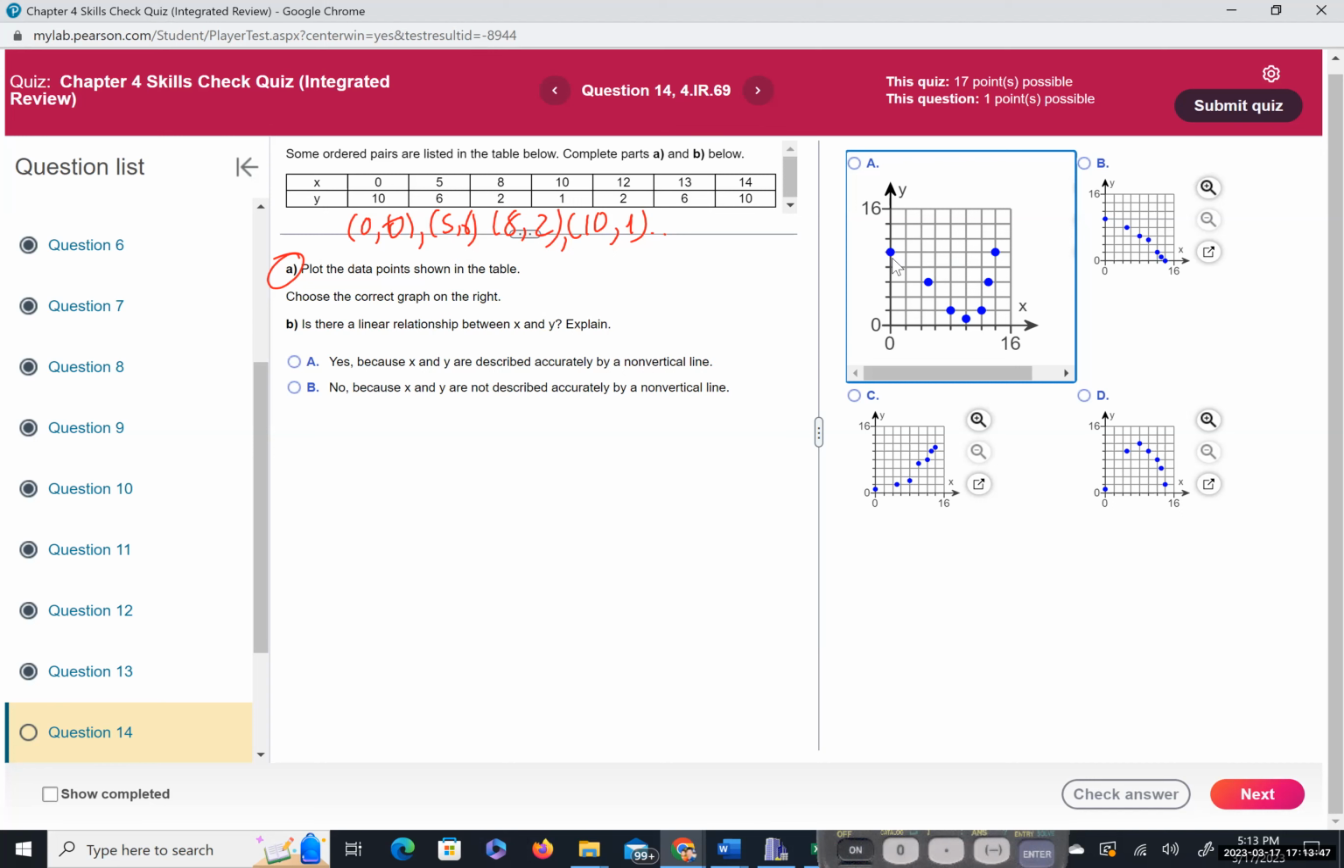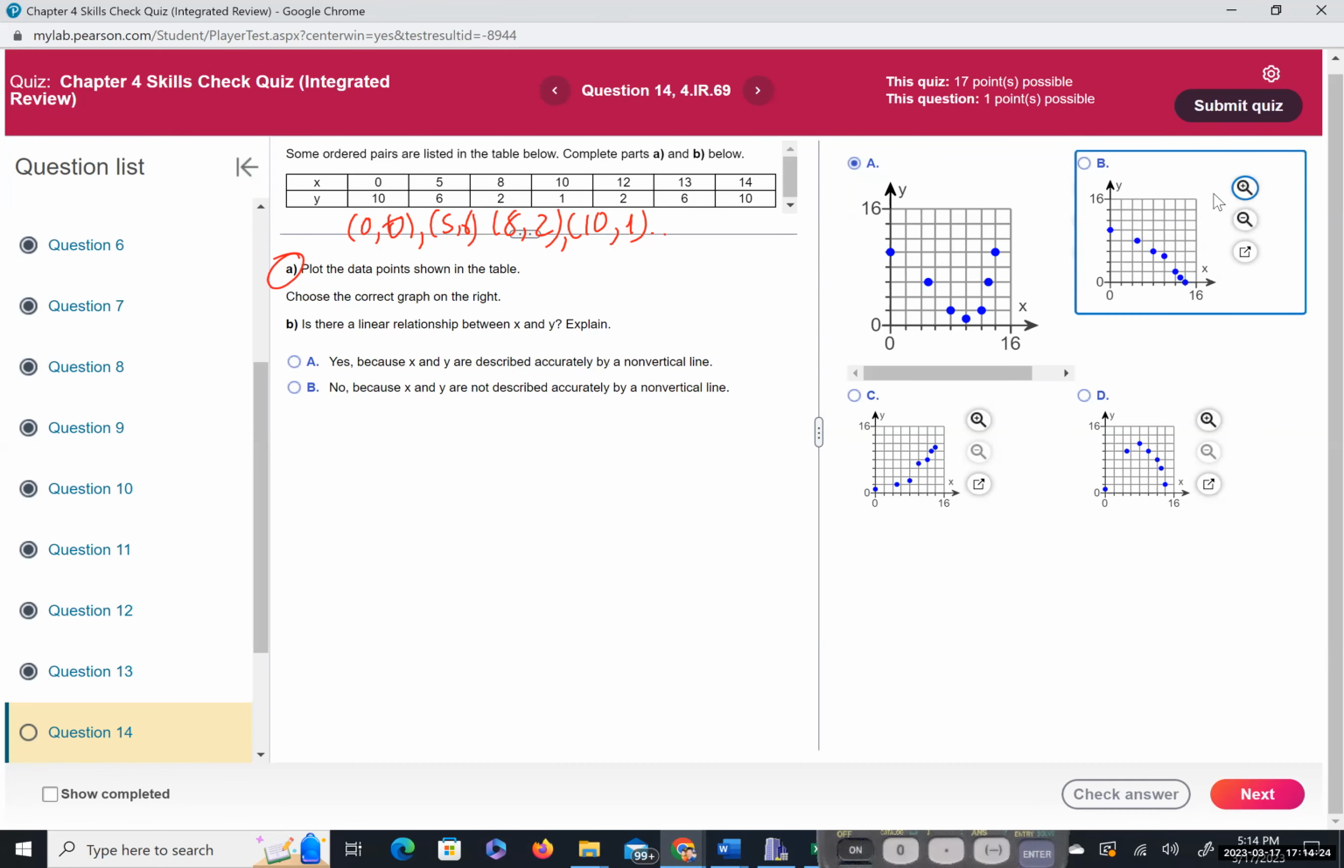5, 6 was okay. So 2, 4, 5, find the middle, and 6. Oh, look, this one looks good too. 8 and 2, this looks good. 10 and 1, oh yeah, this one looks good. So it looks like this one is going to be the best one. Let's see, 12 and 2, this looks good. 13 and 6, looks good. 14 and 10, looks good. This one is going to be the answer. But let's check with some others, just to make sure.